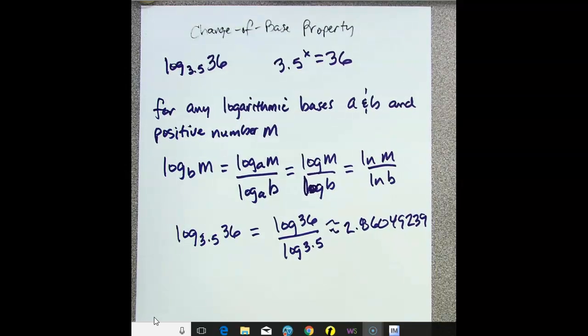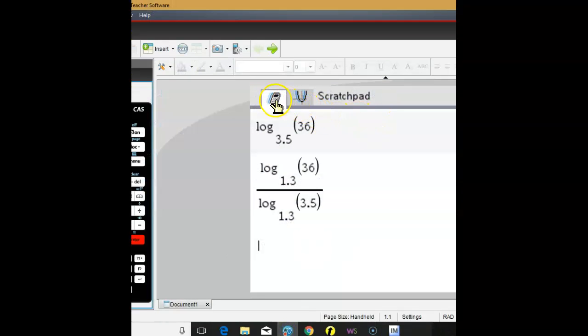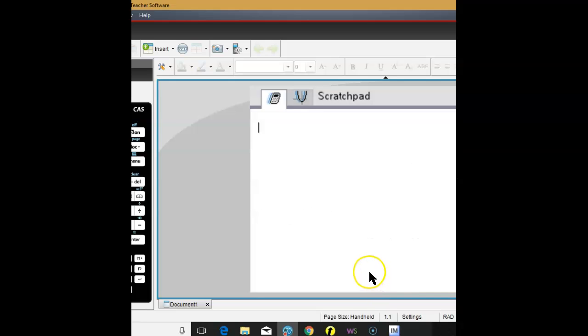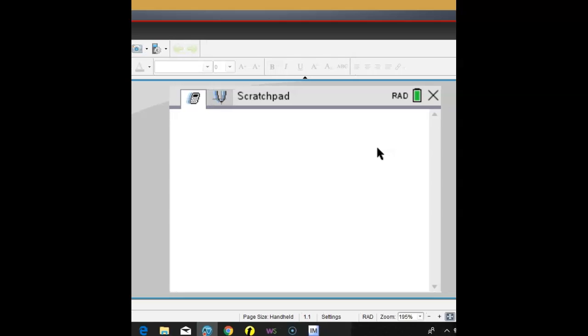Now I did want to show you one thing. For those of you who are going on to Calc next year with me, the calculator that we use actually does have that function in there. It allows you to find the log with a different base.